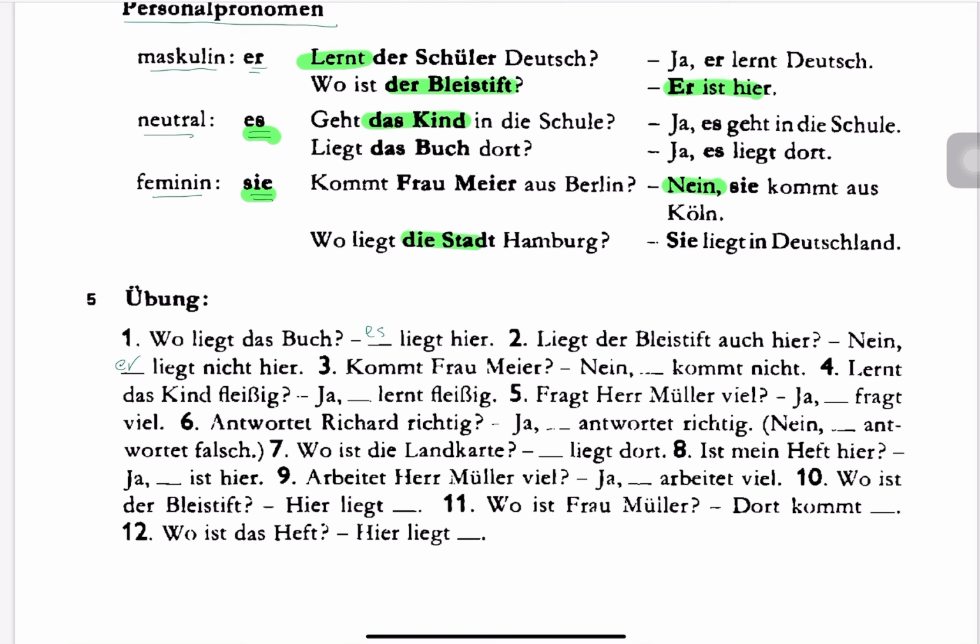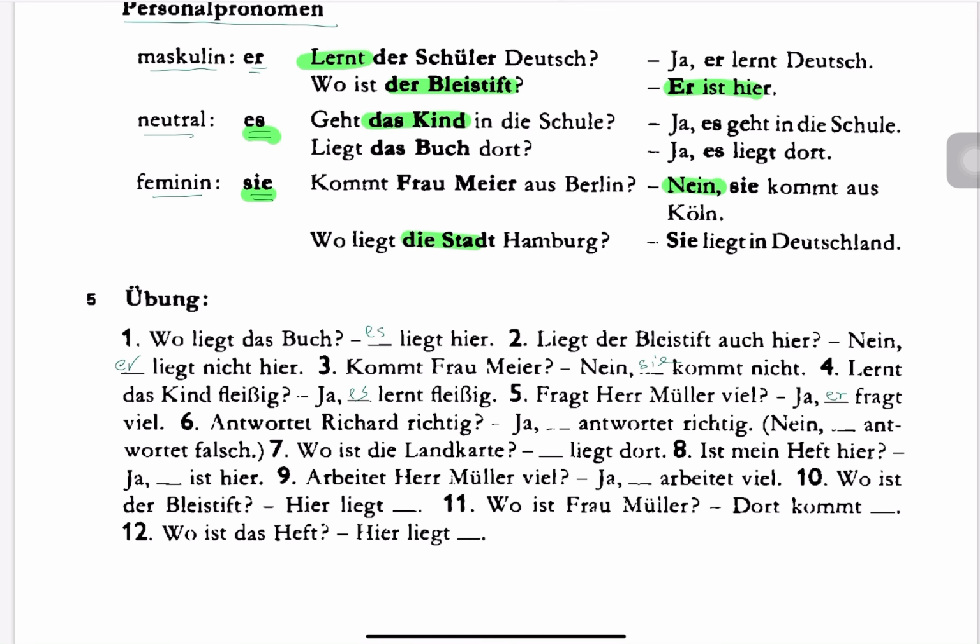Kommt Frau Maya? Nein, sie kommt nicht. No, she doesn't come. Lernt das Kind fleißig? Does the child learn cleverly? Ja, es lernt fleißig. Yes, it learns cleverly. Fragt Herr Müller viel? Does Mr. Müller ask so much? Viel means a lot. Ja, er fragt viel. Yes, he asks a lot.